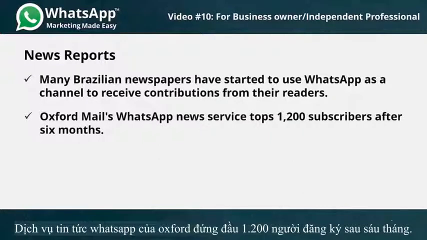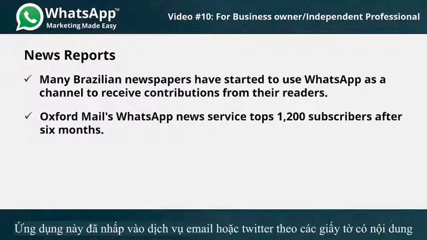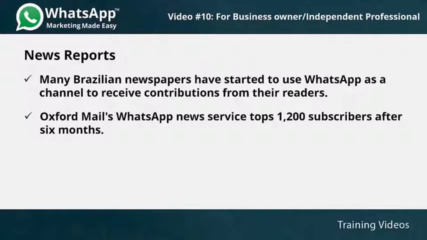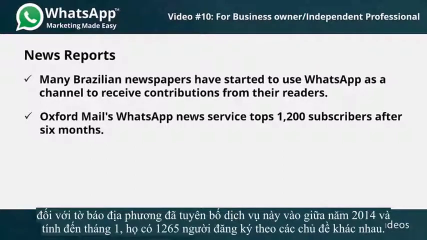Oxford Mail's WhatsApp news service tops 1,200 subscribers after 6 months. This chat app gets more clicks on story links than email or Twitter services, according to the paper's head of content. The local newspaper launched the service in mid-2014, and as of January has 1,265 subscribers across different threads.